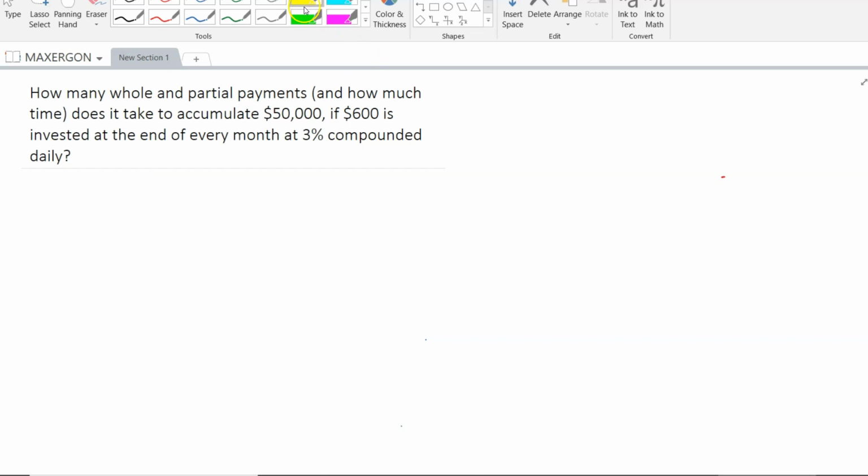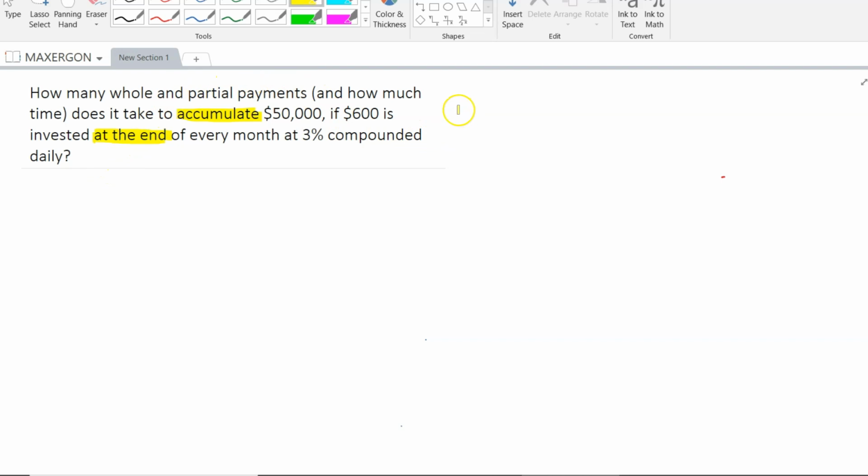First of all, this problem is about future value because we have an accumulation process here. $50,000 is the future value. Second thing is that we have payments which are made at the end of every month. Because the payments are made at the end of every month, this is an ordinary annuity.